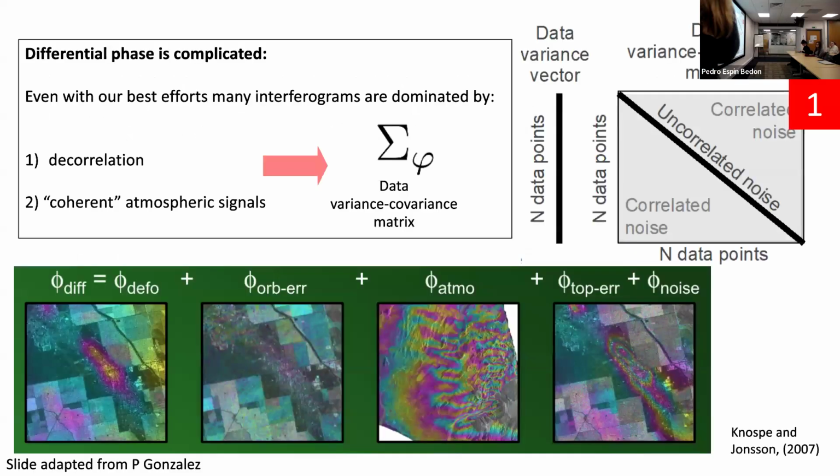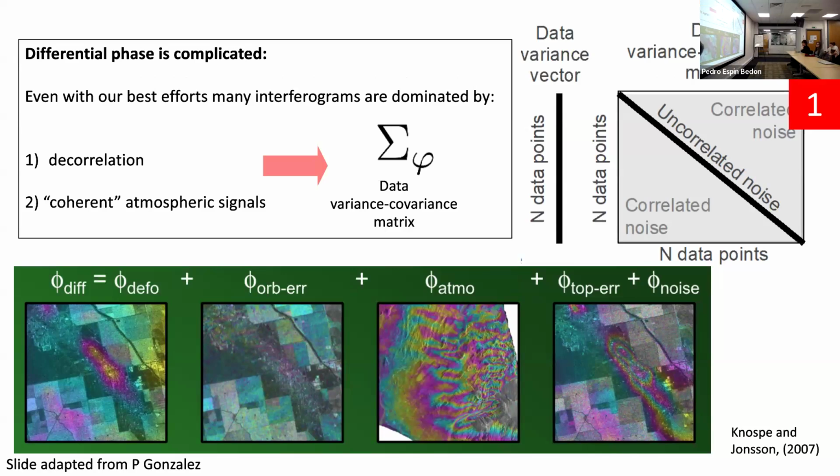Right. So to start off with, differential phase is complicated. I'm sure you've got that from all of the presentations we've had over the last couple of days already. Even with a lot of our best efforts and the best processing that we can do, a large fraction of interferograms can be dominated by decorrelation and by atmospheric signals.